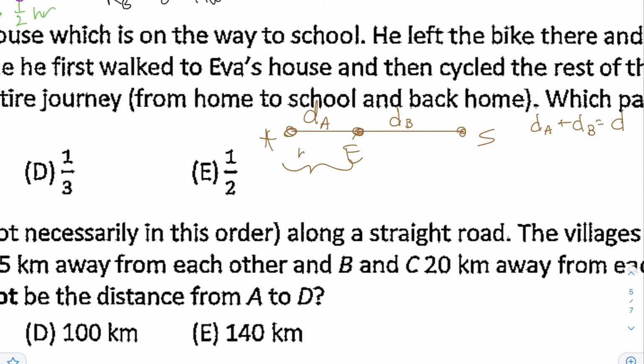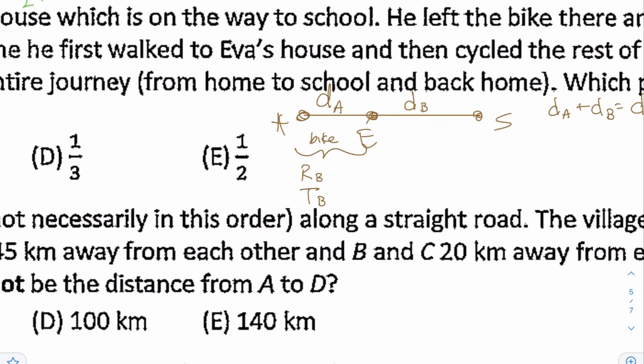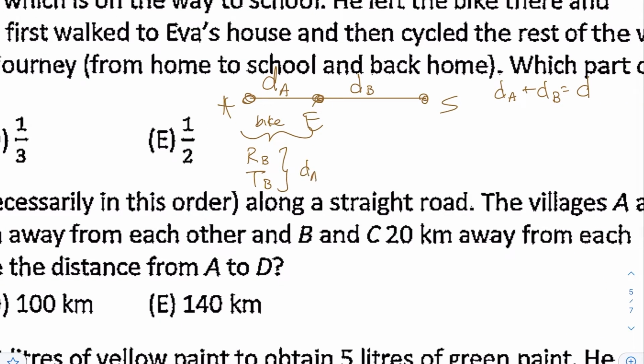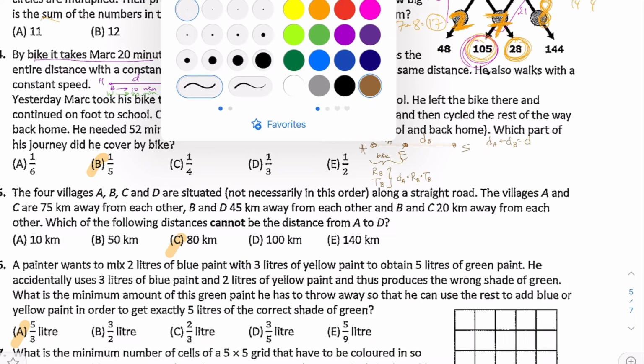And in this case, you're biking. So the rate of your biking and the time, which you don't know, the time it takes to bike, if you multiply them together, that will be equal to the distance A. So D of A is equal to RB times TB. We have that equation. But then he's going to be walking for the rest of the trip.